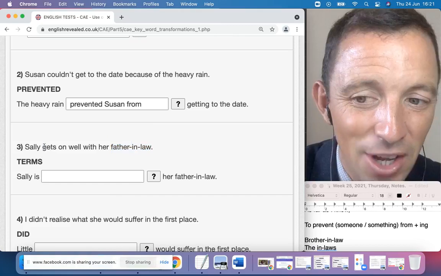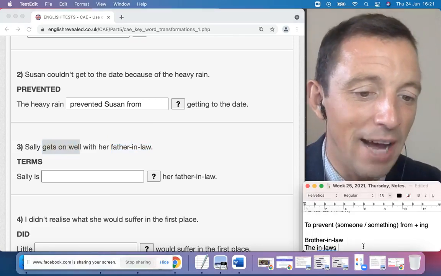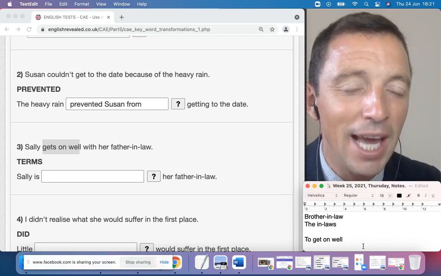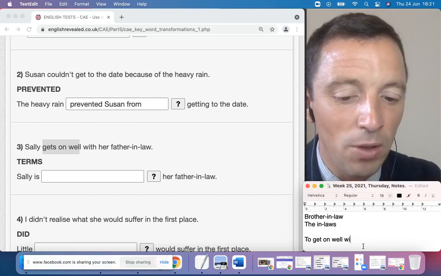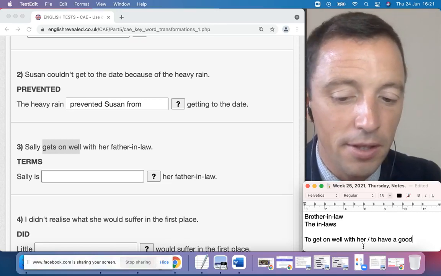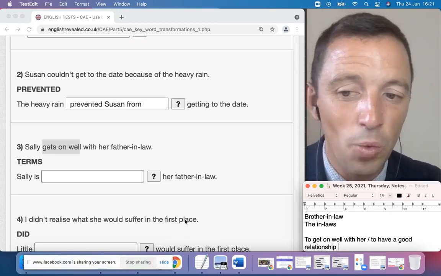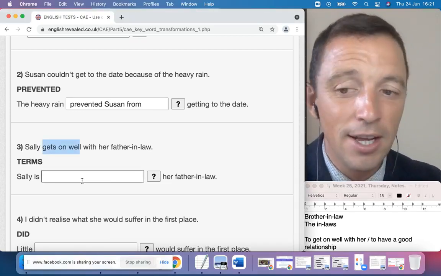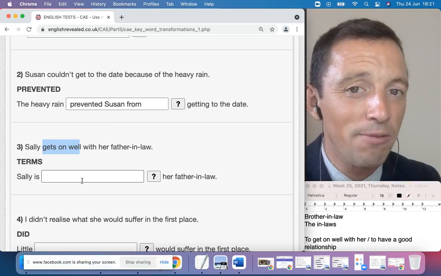So Sally gets on well. So the verb to get on well is to have a good relationship. So you get on well, it's como llevar bien, I think, to get on well with him or with her, to have a good relationship. Okay, and in this situation we have terms. So I don't know if you can think of the answer, but there is a very famous and very comfortable structure here.